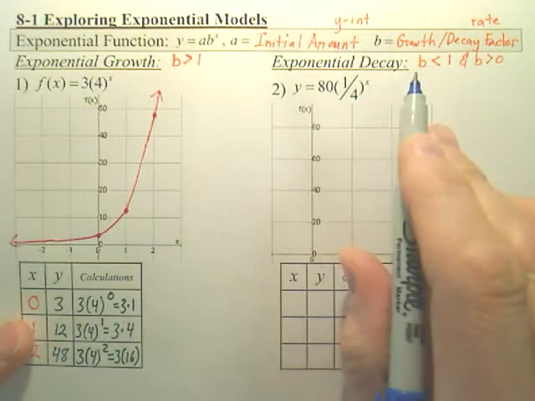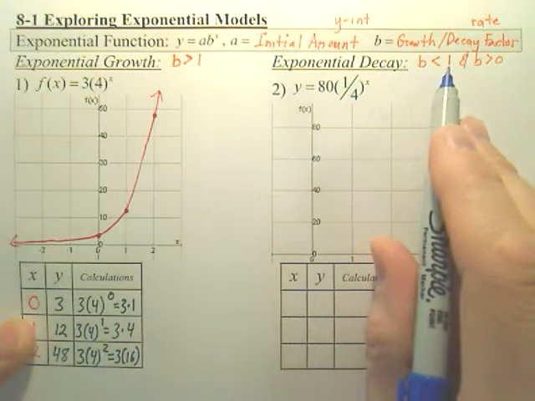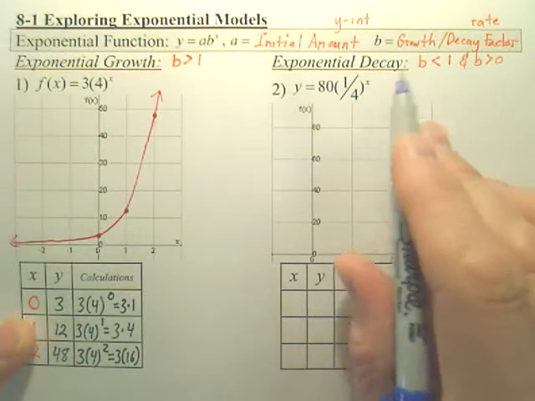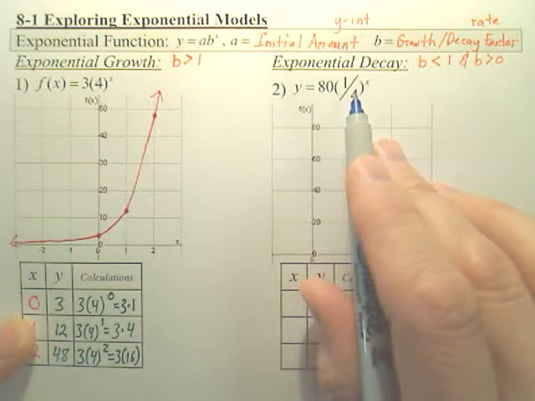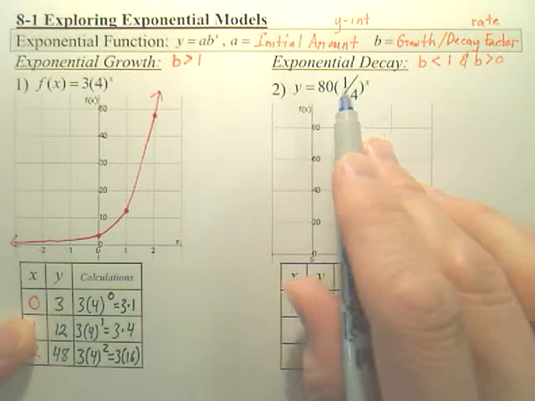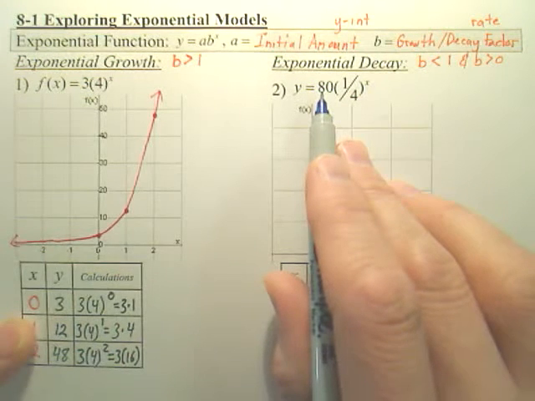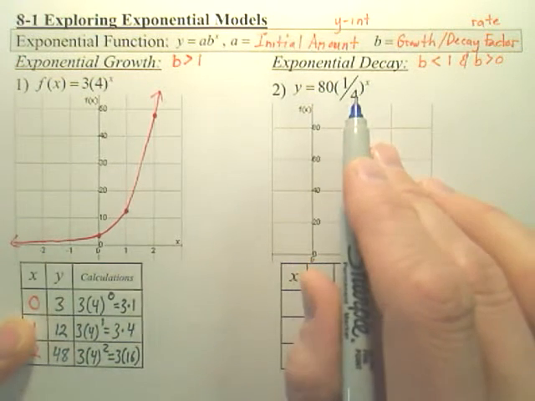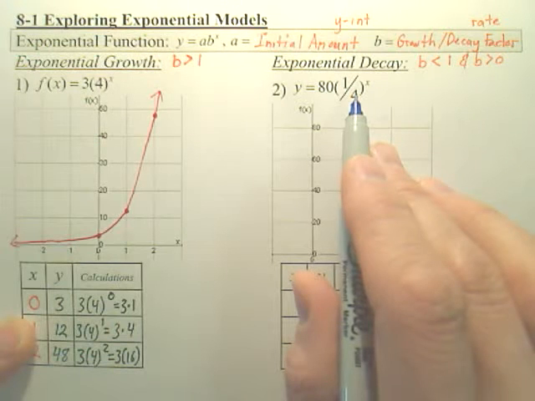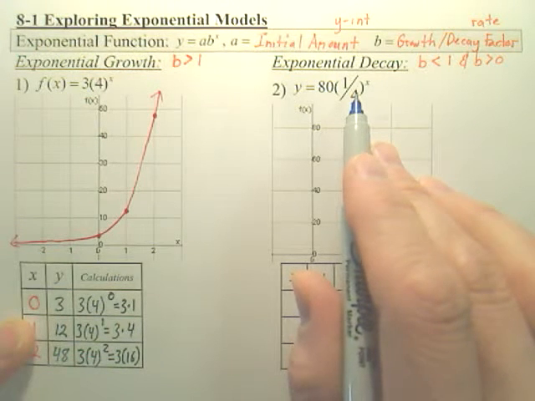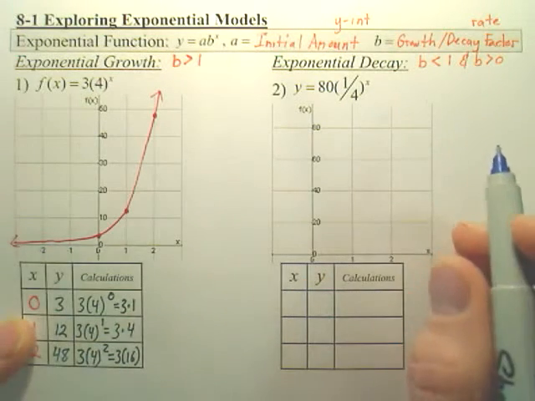Now, with decay, you guys, b is between 0 and 1. Basically, your b value, your value in here, is a fraction between 0 and 1. This is your initial value. It's going to mean you're going to start at 80. This 1/4 means that each increment, you're going to drop a fourth of the previous, because you're multiplying by 1/4 each time.